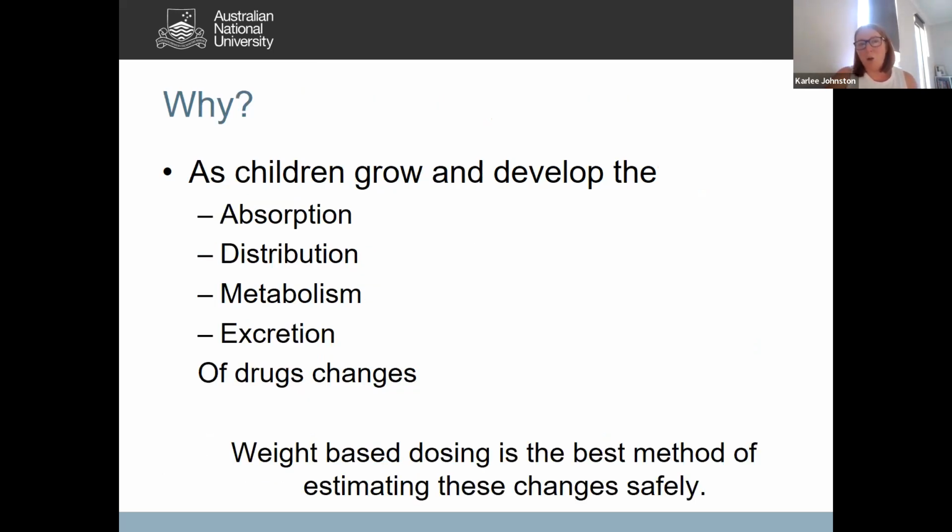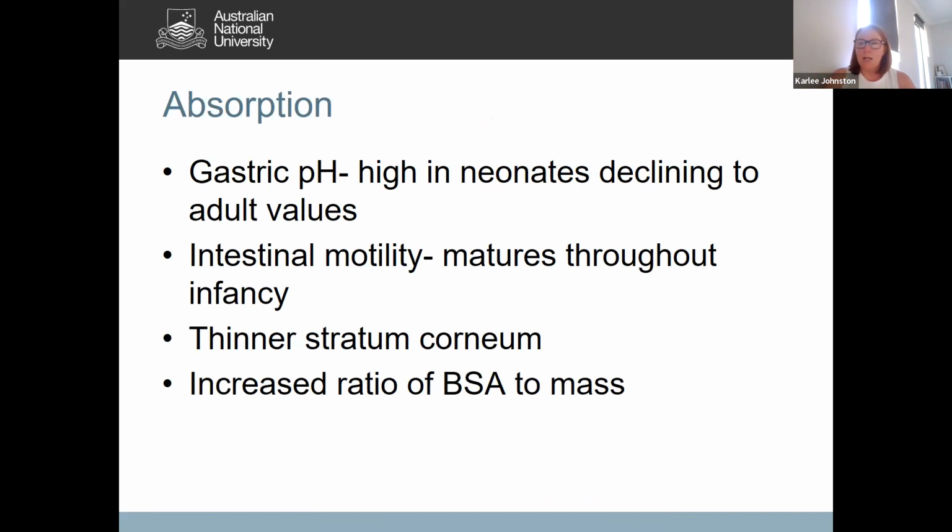So why does it matter? Well, children grow and develop, and as they grow and develop, their pharmacokinetics change. So ADME: absorption, distribution, metabolism and excretion. And we know that if we use weight-based dosing, that's the best method to account for these changes in children. So absorption, just to give you some examples: gastric pH is high in neonates and it declines as the child gets older.